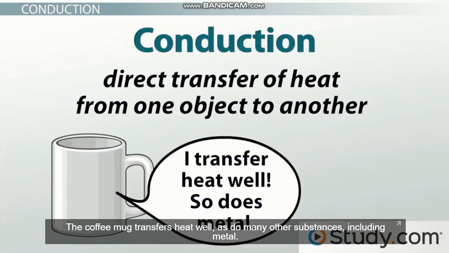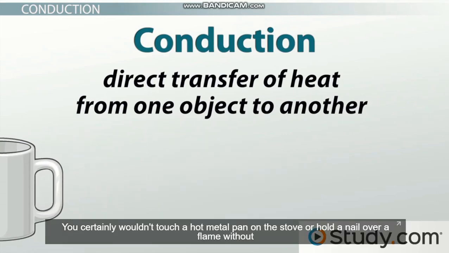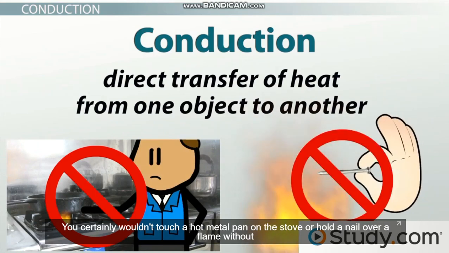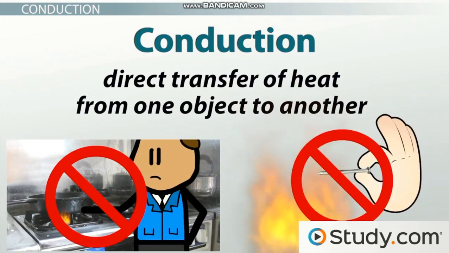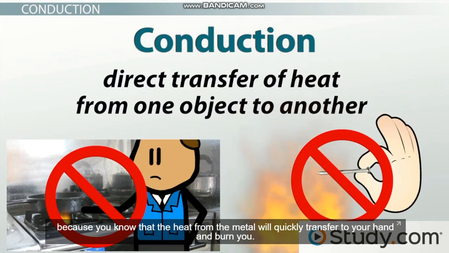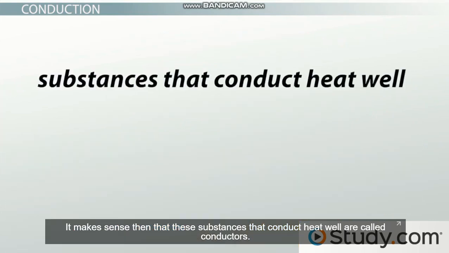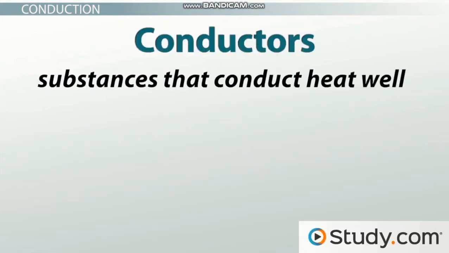The coffee mug transfers heat well, as do many other substances, including metal. You certainly wouldn't touch a hot metal pan on the stove or hold a nail over a flame without some sort of protective glove, because you know that the heat from the metal will quickly transfer to your hand and burn you. It makes sense then that these substances that conduct heat well are called conductors.